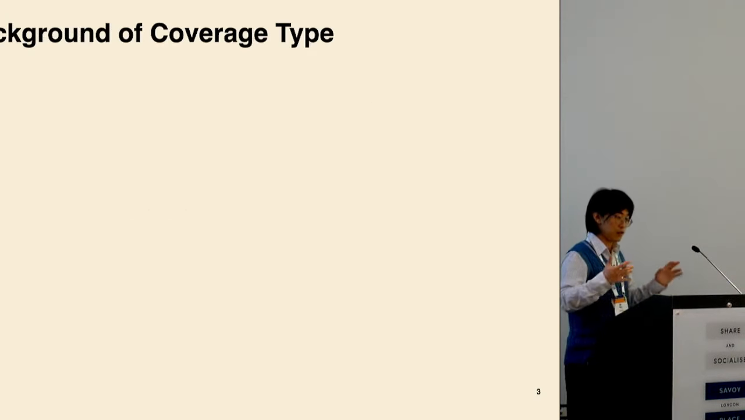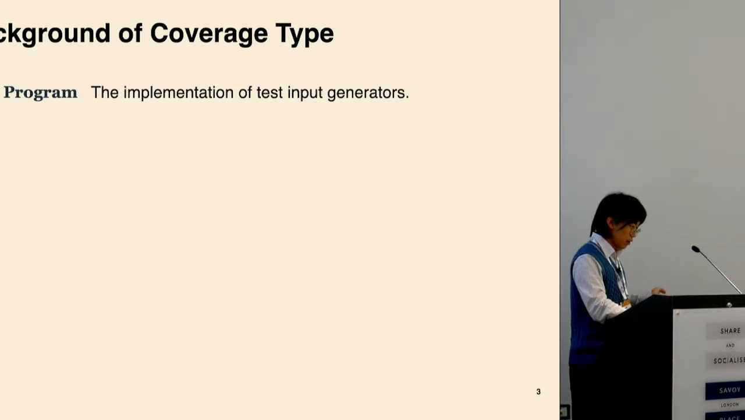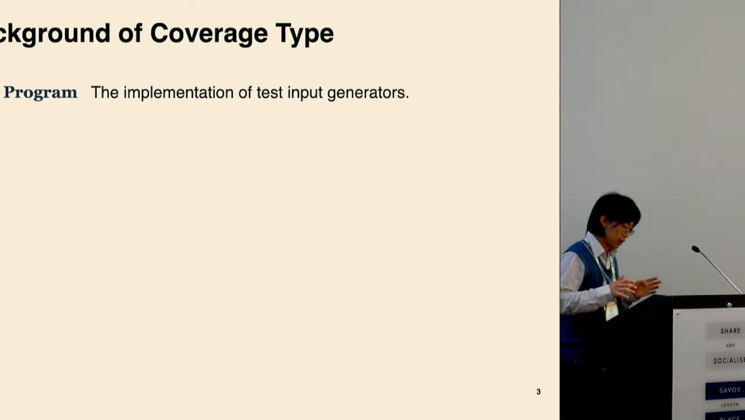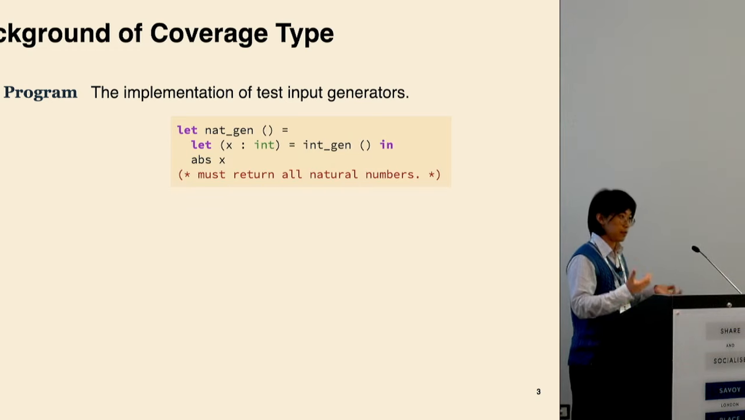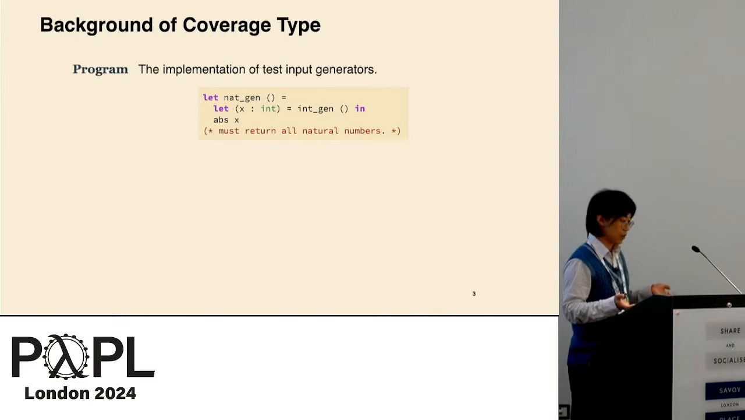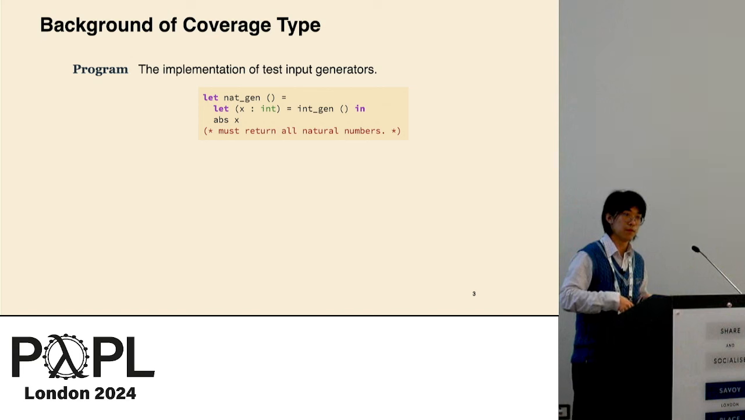So let me tell you something about the coverage type. The program we try to verify is actually the implementation of a test input generator. Here is an example. This is the NatGen. It's a natural number generator. It's implemented by the IntGen integer generator by taking its absolute value.